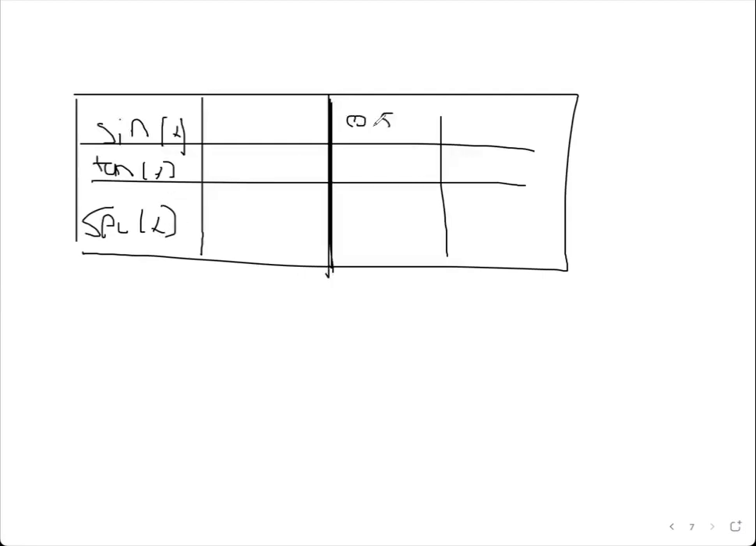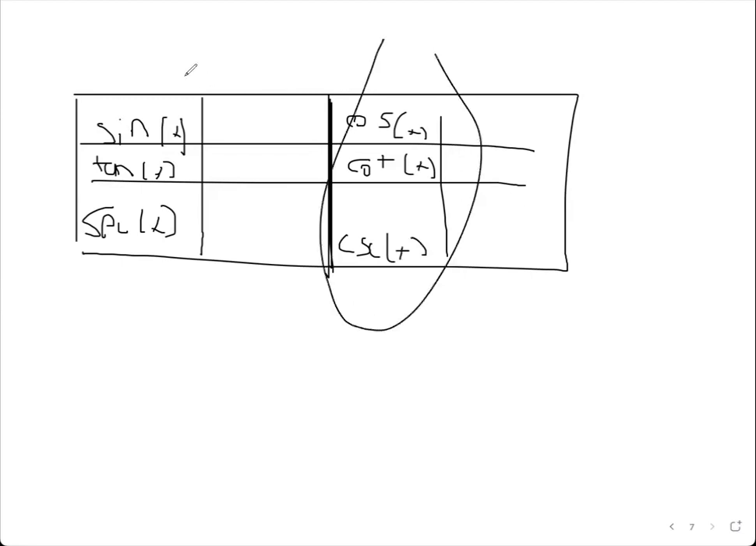Cosine x, cotangent x, and cosecant x. You might be wondering why I split sine and cosine here and all that. It's because these are the co-functions of these. So basically the derivative has something to do with the cofunction. It's not that prevalent, but it could definitely help with memorization.